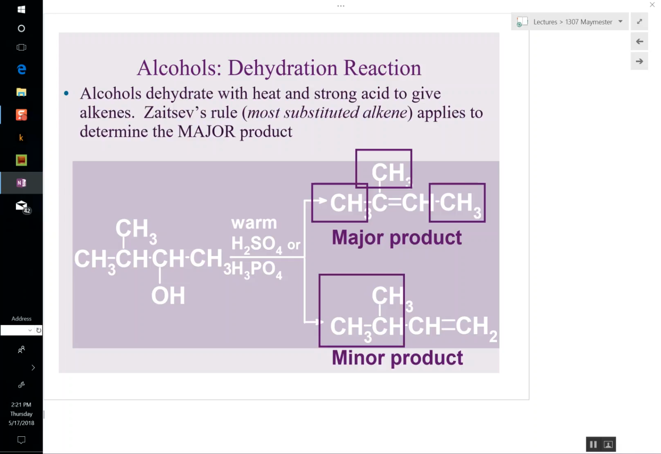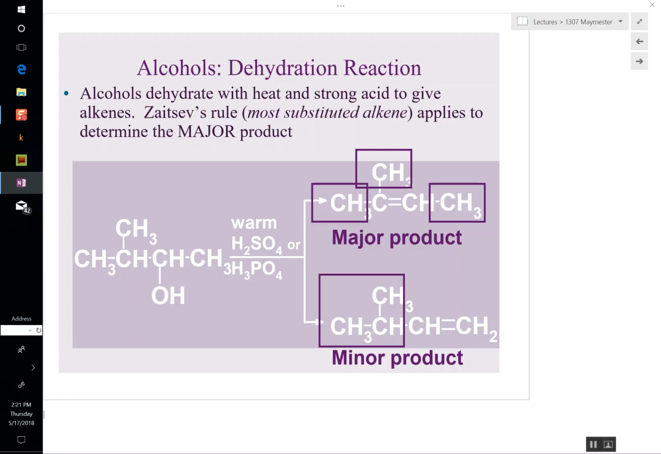Here's another example. This is 3-methyl-2-butanol. So we could take this OH with one of these hydrogens right here. That'd make water, and that will produce that double bond right there. Or we could take this hydrogen and that OH, and we'll get a double bond right there. And that'd be that product.